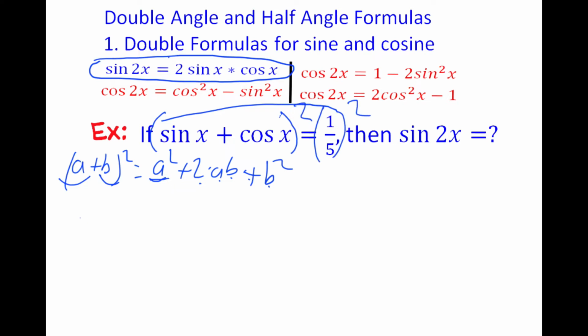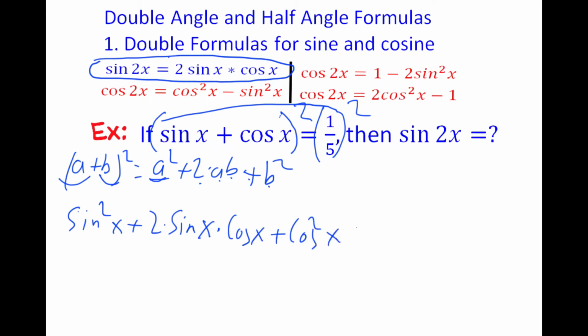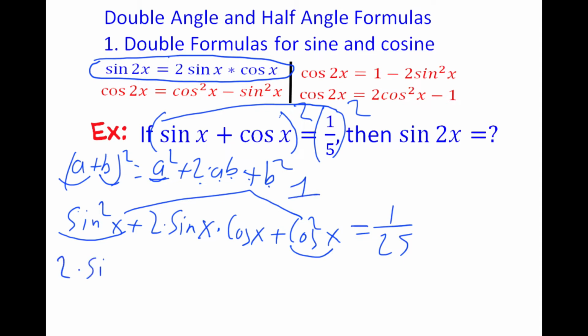So if we take the square of this given equation here, guys, if you take the square of both sides, then we're going to have sine squared x plus 2 times sine x times cosine x plus cosine squared x, guys. And this is going to be equal to the square of 1 divided by 5, which is going to be 1 divided by 25, guys. And we know that sine squared x plus cosine squared x is going to be 1, right? So actually, by just adding those two, we already have 1 here. So I'm going to have 2 times sine x times cosine x plus 1 is going to be 1 divided by 25, guys.